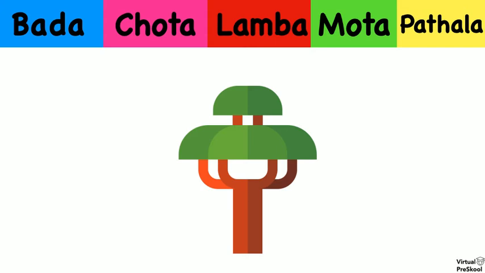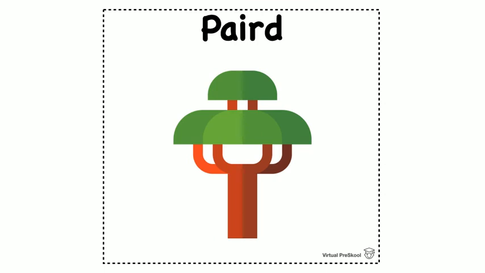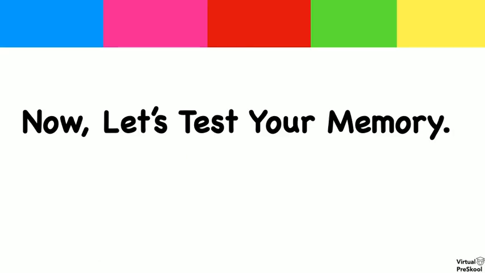Okay, now what about the tree? Is it bada, chota, lamba, mota, or patla? It's lamba, right? It's tall. And the way we say tree in Hindi is we say ped. Ped is tree in Hindi. So how would we say that tree is tall? Ped lamba hai.